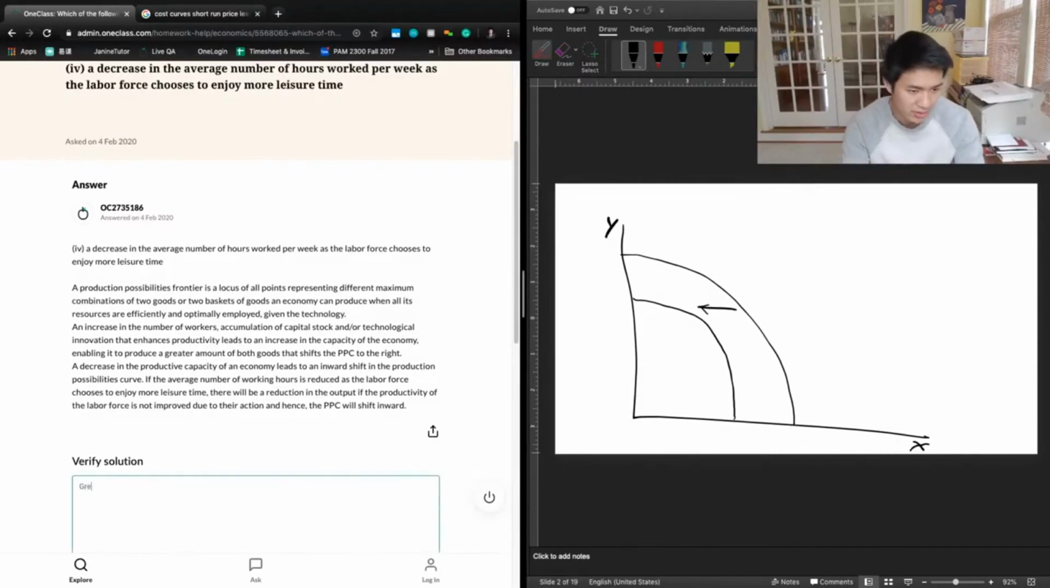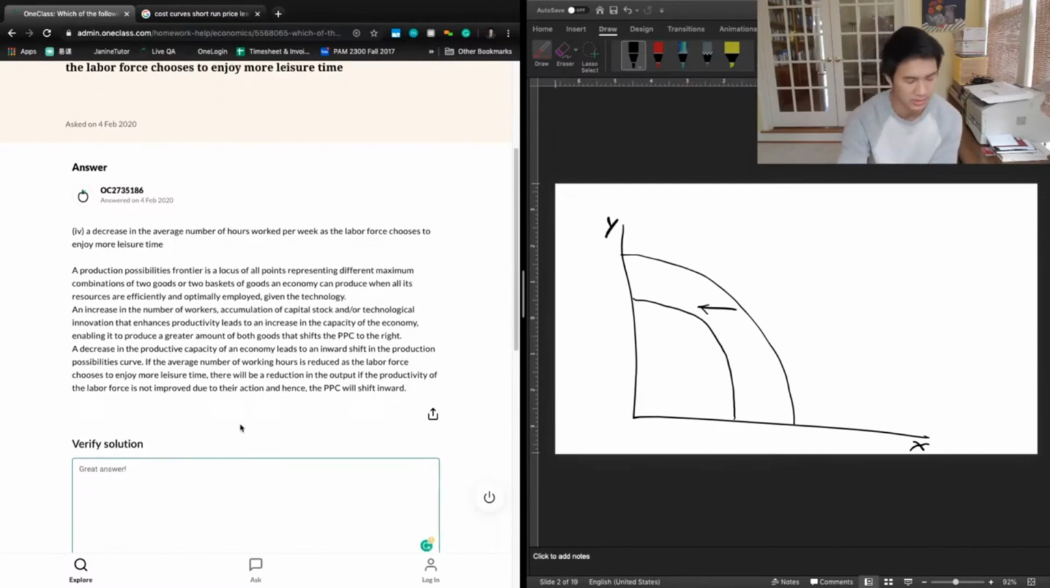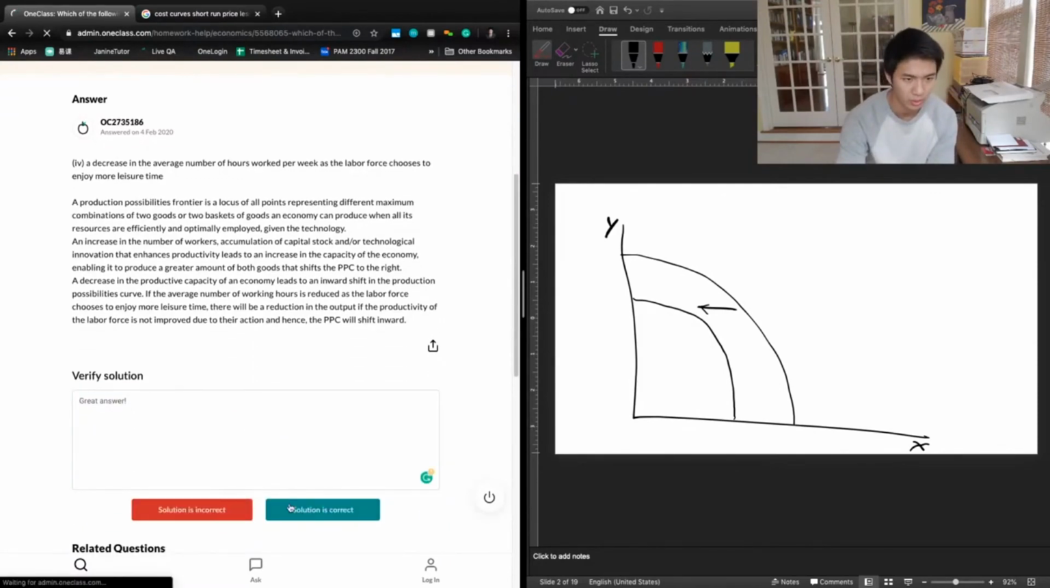So yeah, great answer. Again, covering the same thing that we were talking about, and that rationale for what causes an outward shift and what causes an inward shift.